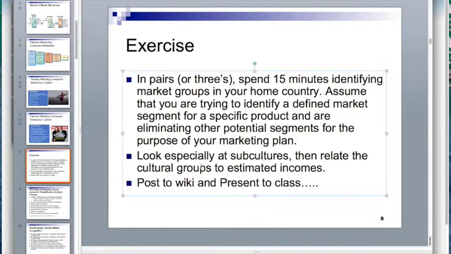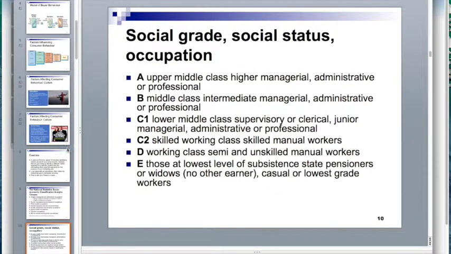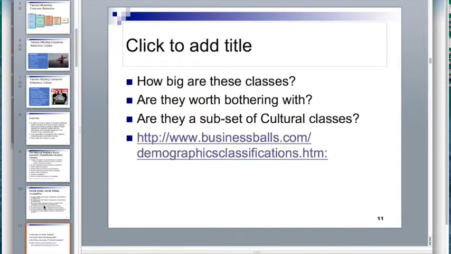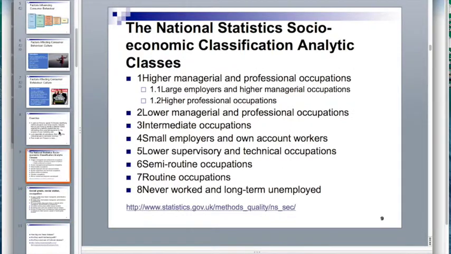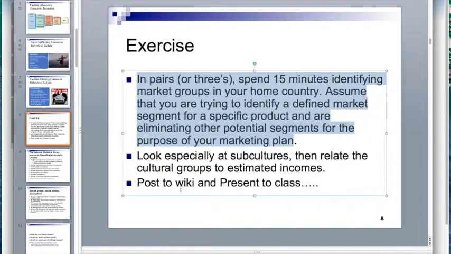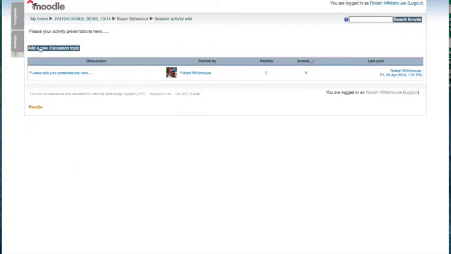Look especially at subcultures, then relate the cultural groups to estimated incomes. You can do this if possible, and on these slides here, which have been briefed over either by yourselves or in class, you will look at these sort of estimated incomes. So if possible, you do the second one, but at the least you will have to attempt this first part here, and then you post to the wiki. Now the wiki is here, and you can then add a discussion topic.